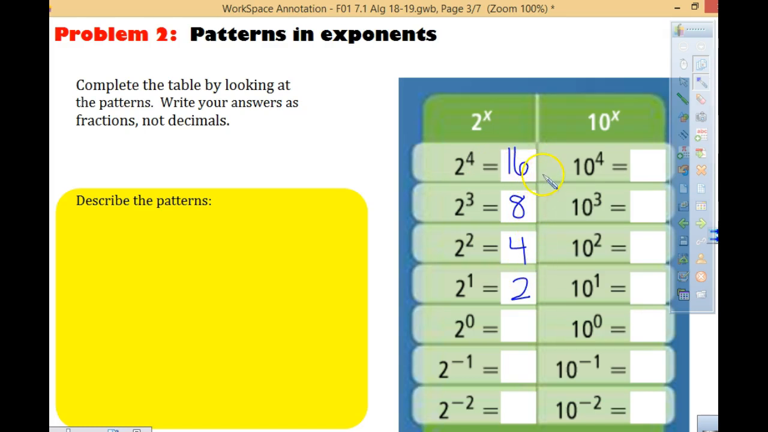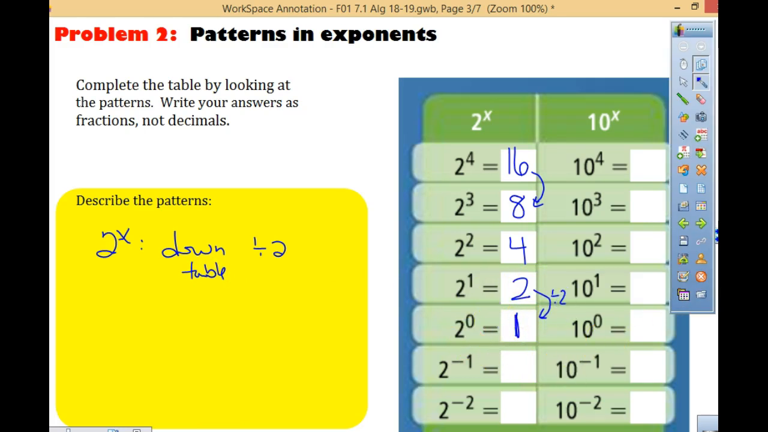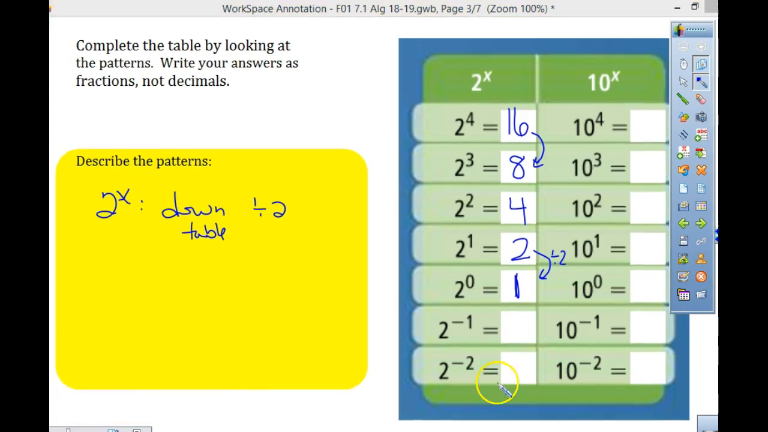So now if we look at this pattern, because it says to describe the pattern in the 2x, what does it look like as I go down the table? We are dividing by 2. As I go down the table, we're going to divide by 2. So 2 divided by 2, 1. 2 to the 0, and if you check it on your calculator, 2 to the 0 is 1.